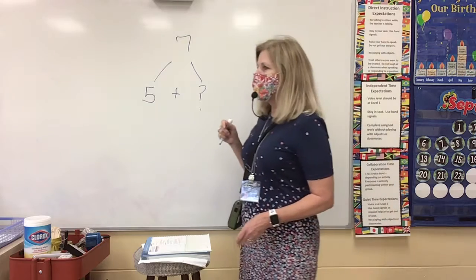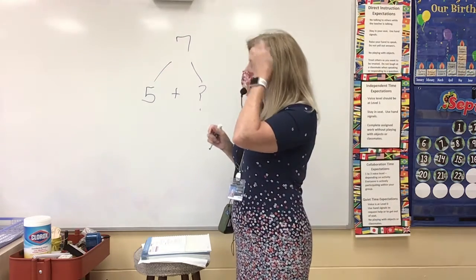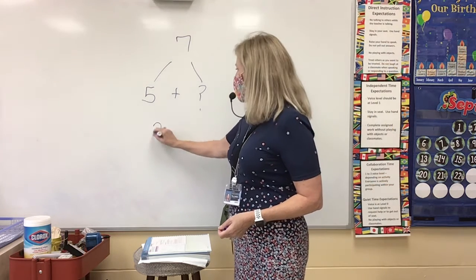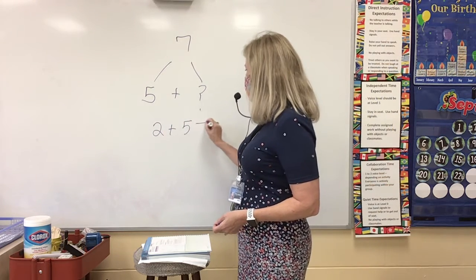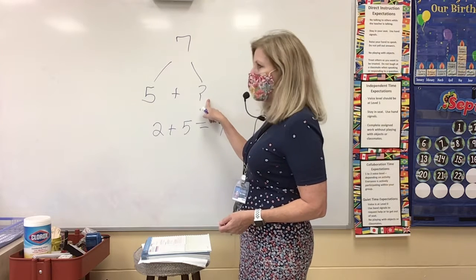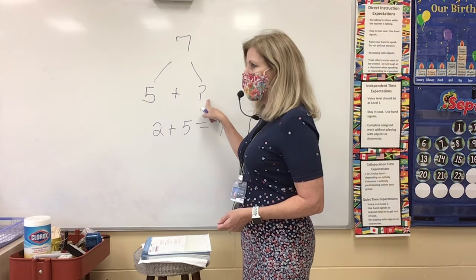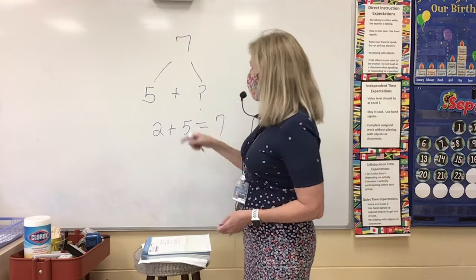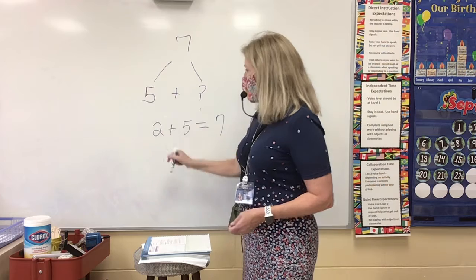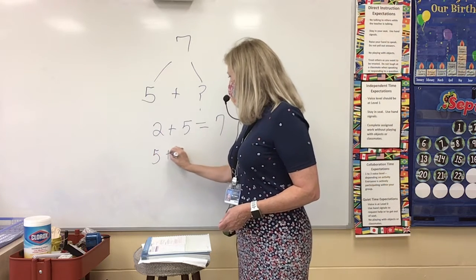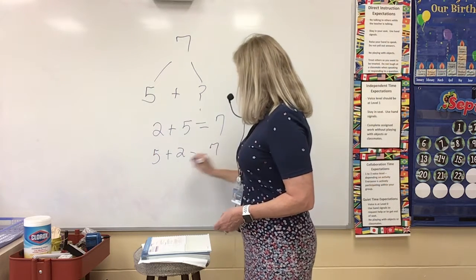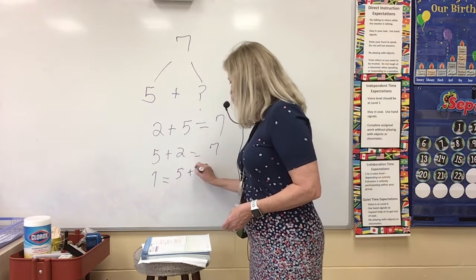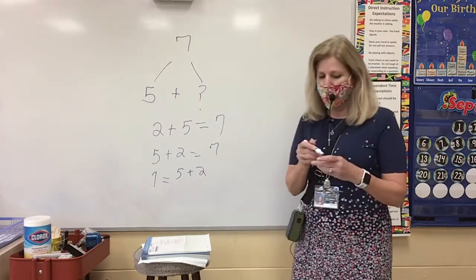So what are we going to do? Juju. Make an equation which says 2 plus 5 equals 7. Okay, so 2 plus 5 equals 7. So we know the question mark is 2. 2, I meant. Yes. All right, so you could do it 5 plus 2 equals 7. You could have 7 equals 5 plus 2. However you want to do it.